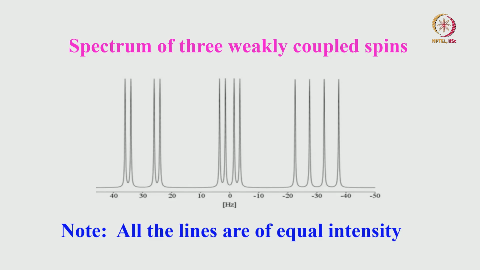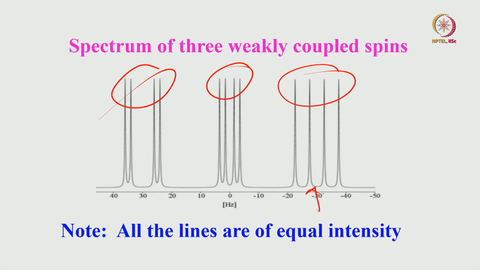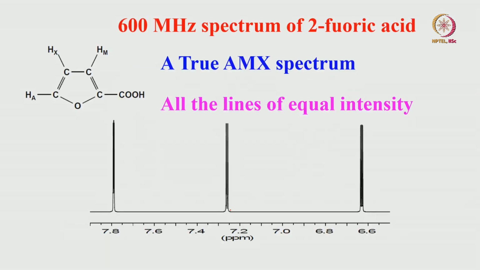You see, when it is weakly coupled, 4 for A, 4 for M and 4 for X, all are of equal intensity, remember. That is why we are going to see a very clear spectrum, and this is the center of the chemical shift of this one, half of this is one coupling, this one is half of another coupling, this is half of another coupling, this is half of another coupling. So, from the center you have 2 peaks on the right side, 2 peaks on the left side for all of them like this. Okay.